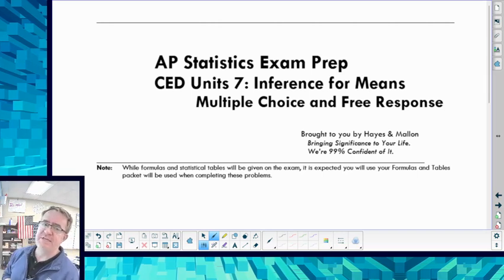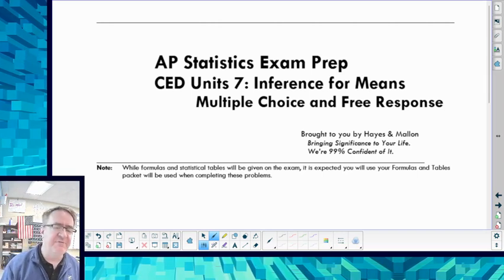We're talking through CED 7. We're talking about means and inferences and confidence intervals.